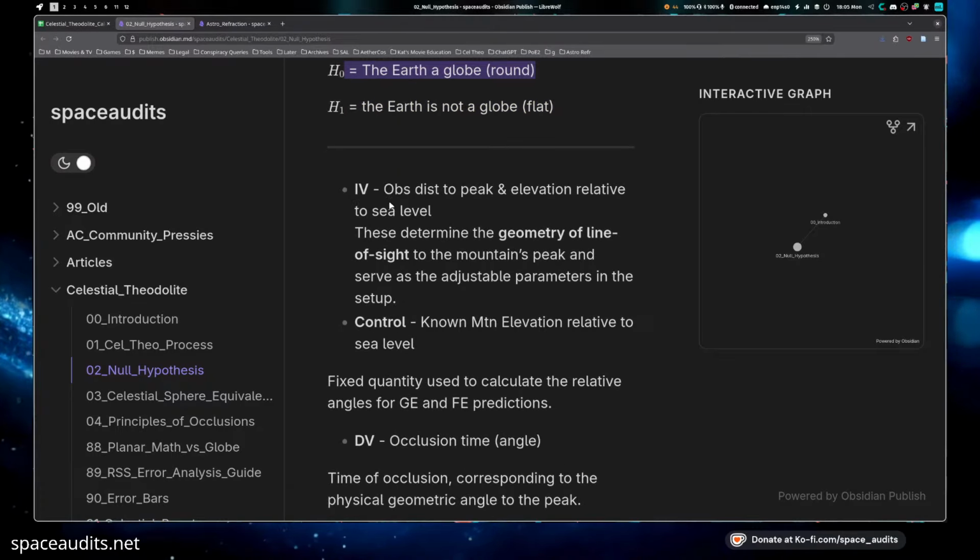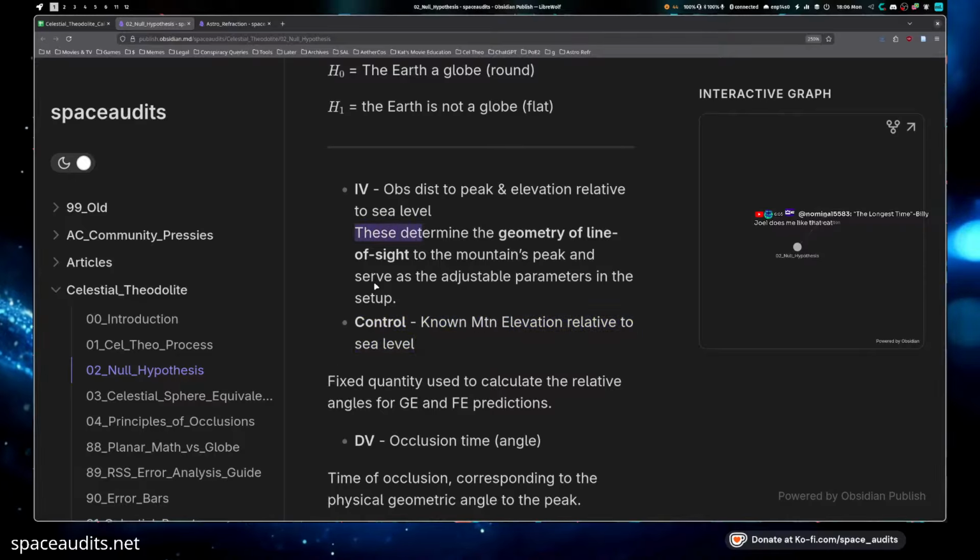So for the Celestial Theodolite setup, we have it broken down into an IV, DV, and control. For the IV, we have the observer distance to the peak and relative elevation above sea level. That's going to be our benchmark for the IV, and you can manipulate that by going a different distance to the same peak. The control is going to be the known elevation of the mountain peak. No matter how much you change your distance or elevation relative to that known mountain elevation, the mountain elevation is going to be the same. So we use that as our control.